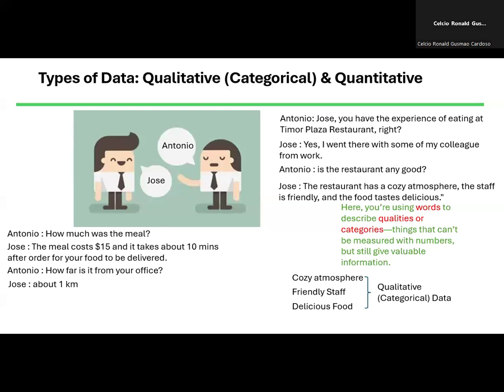How far is it from your office? About 1 kilometer. Okay, now we see Antonio and Jose using numbers to describe a quantitative value.